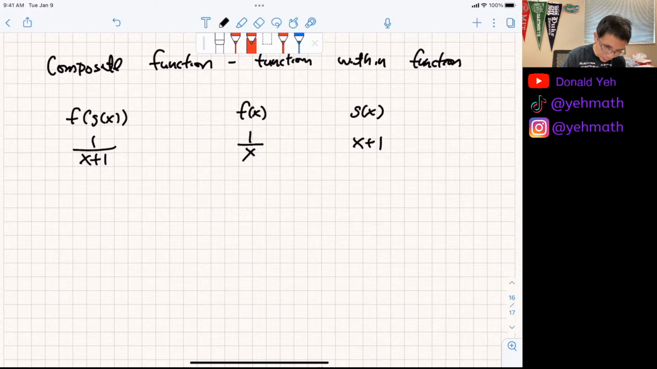The next one I'm going to ask you is, let's say, sine of 3x. What will be the f of x and what will be g of x? Sine of x is going to be f of x, and g of x is 3x. Good.